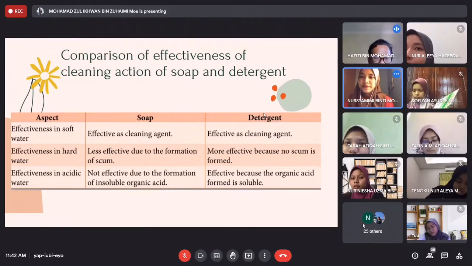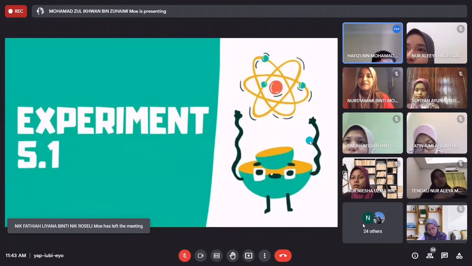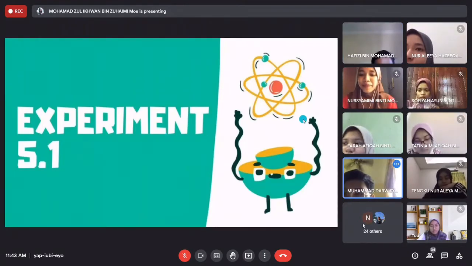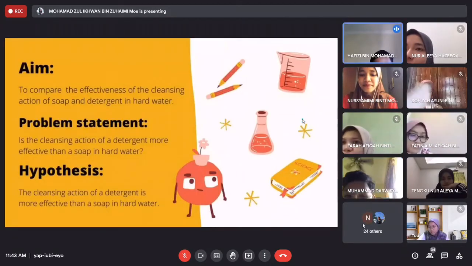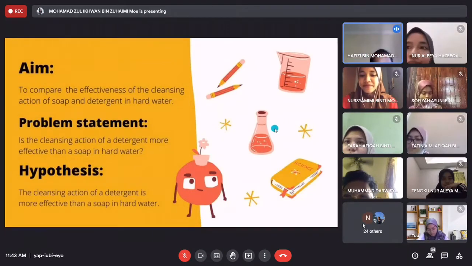Okay. So ini dia punya terus unit comparison. Okay, next terusnya. Experiment 5.1. Okay, eksperimen 5.1. Aim. Siapa bisa ni? Darwin ya? Yes, me. Okay, teruskan Darwin.